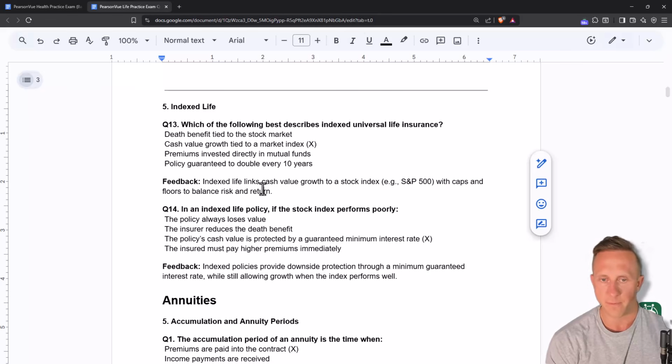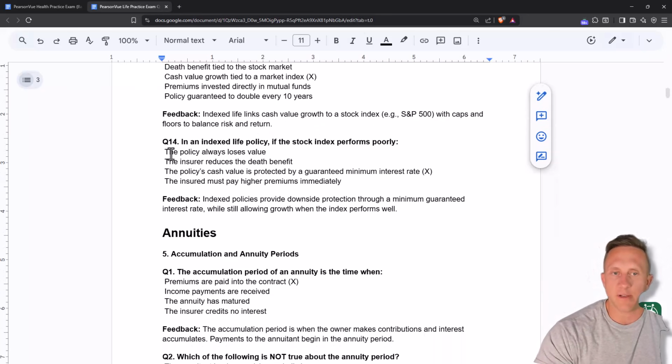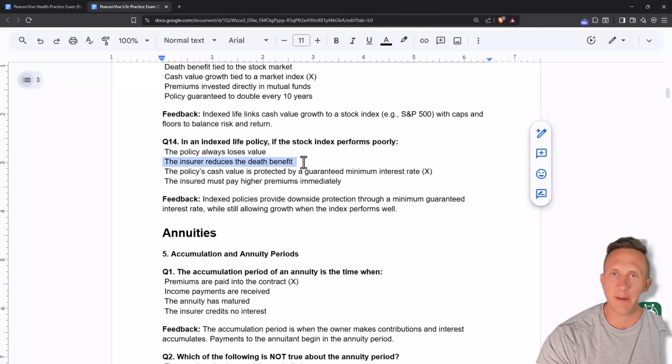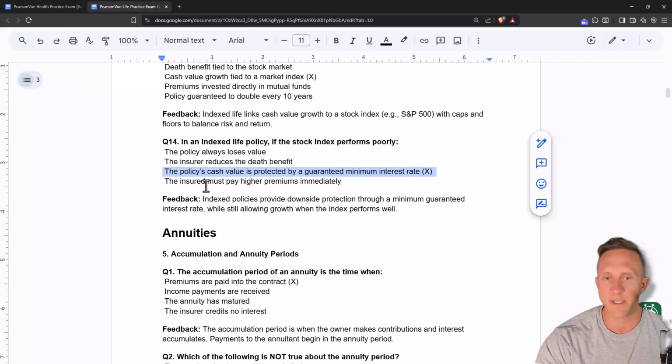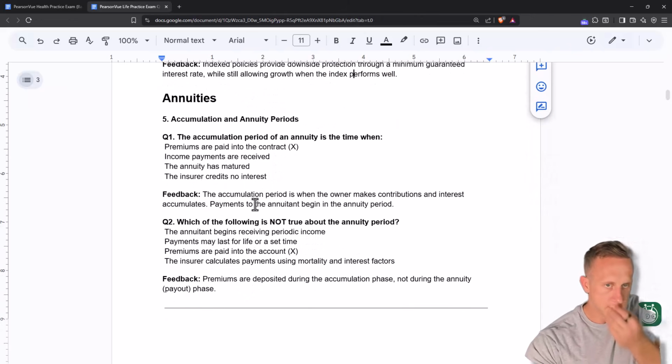14. In an indexed life policy, if the stock market performs poorly, the policy always loses value. Not true. It has a minimum rate. The insurer reduces the death benefit. That's not true. It has a guaranteed death benefit. The policy's cash value is protected by a guaranteed minimum interest rate. That is correct. So index policies provide downside protection through a minimum guaranteed interest rate while still allowing growth when the index performs well. Okay.